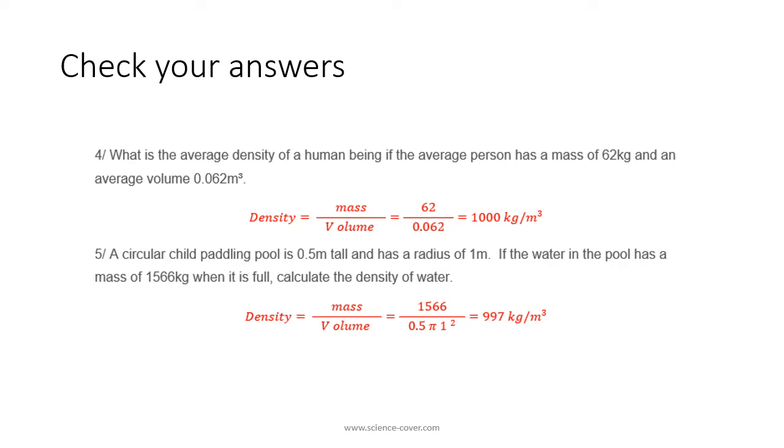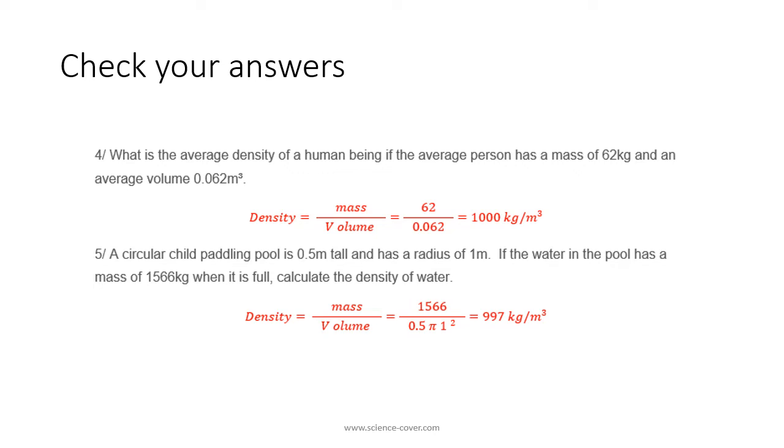Question 4. What is the average density of a human being if the average person has a mass of 62 kilograms and an average volume of 0.062 meters cubed? Well, the density is the mass divided by the volume, so that's 62 divided by 0.062, so that's 1000 kilograms per meter cubed.